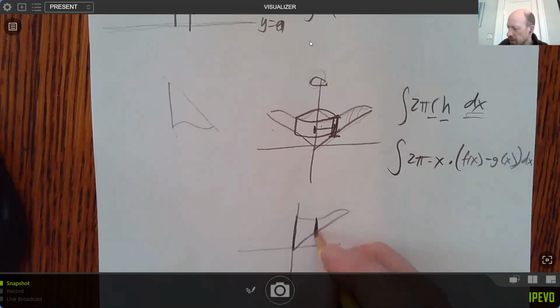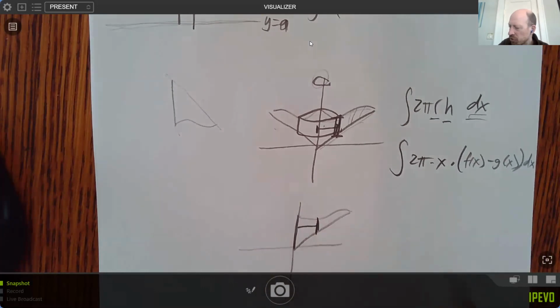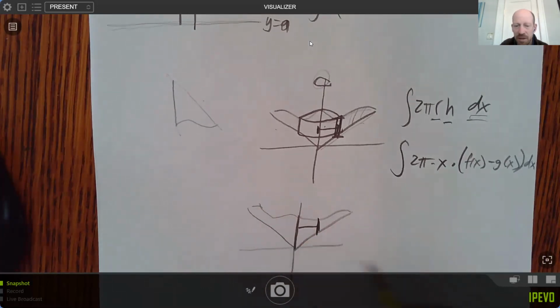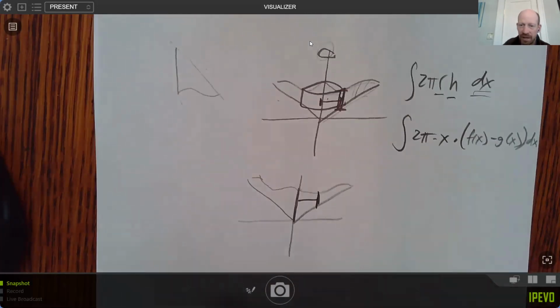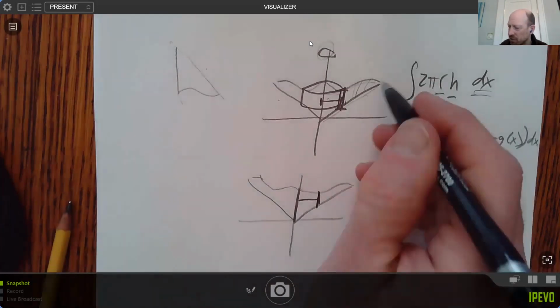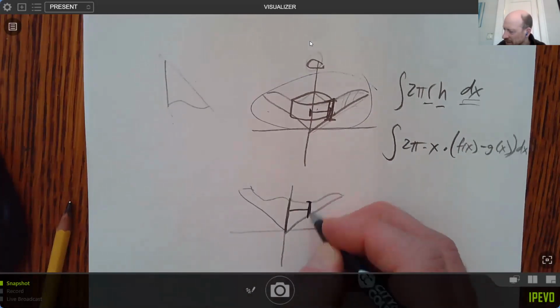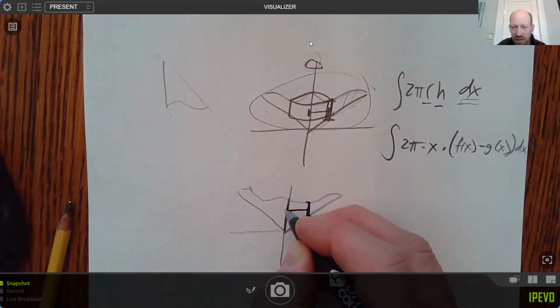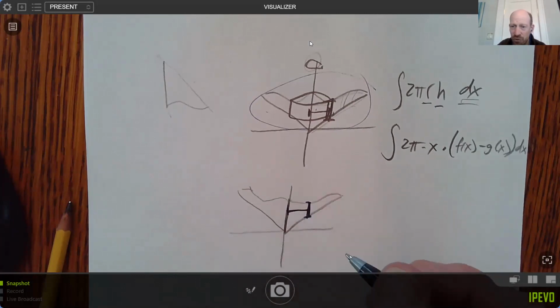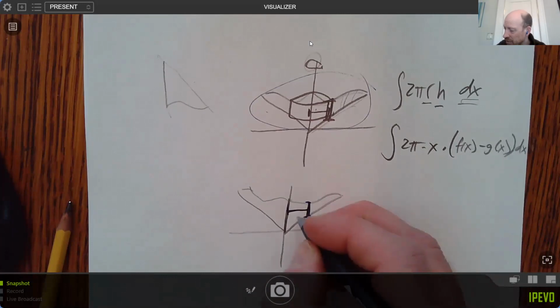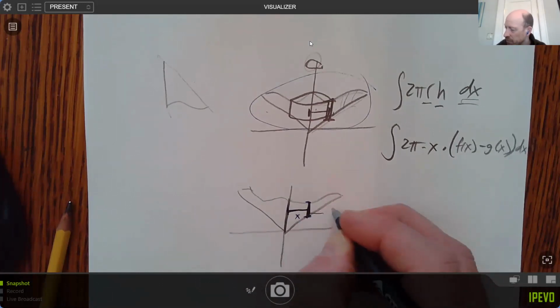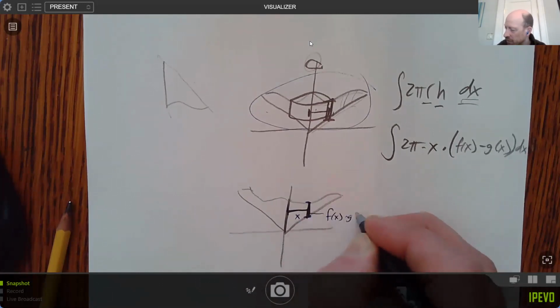Yeah, and the drawings can sometimes be a distraction a little bit, like going back to this cylindrical shell problem. I really just need like this and this. Those are the only two dimensions that I need. This is x, this is f of x minus g of x.